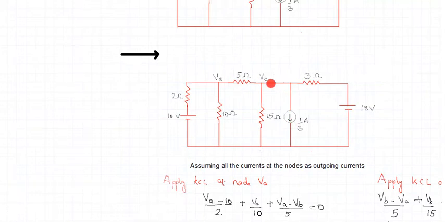And then finally the fourth current, which flows from the node B through the 3 ohm resistor and the 18 volt independent source to the reference node. So how will it be?